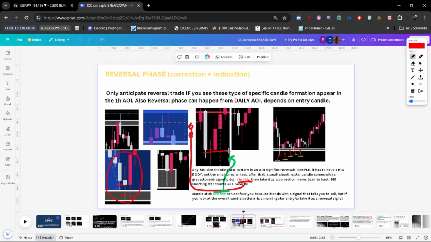Same thing right here too, right? So let's say you see a big bodied shooting star candle here and then a doji, but then this next candle is looking like the opposite. This candle here is telling you to buy, but then this candle here is telling you to sell. Guys, it's literally going to buy. Trust me, it's going to buy, right? Because this is literally an evening star pattern.